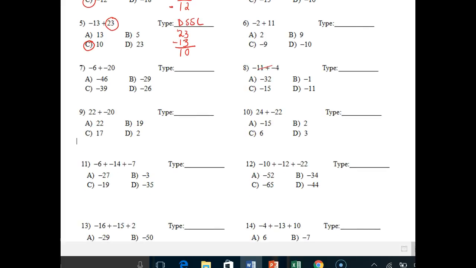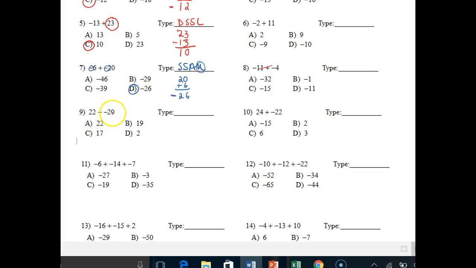Number 7, I have an SSAK. They are the same signs. They're both negative, so I will just add them up. It doesn't matter if I put 20 on top or 6 on top, but 20 plus 6 gives me 26, and I know that I keep the sign of negative, so negative 26.